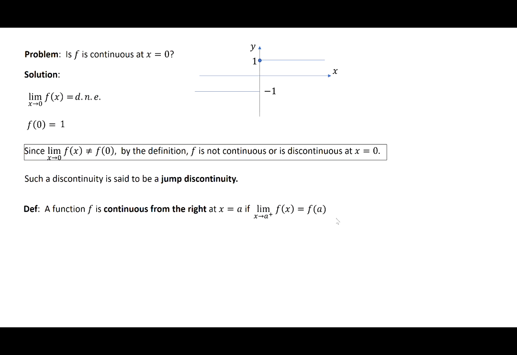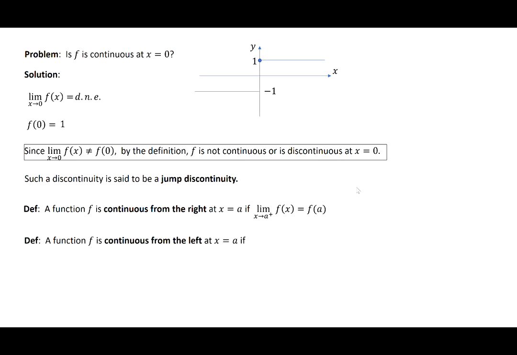A function f is continuous from the right at x equals a if limit of f of x as x approaches a plus equals f of a. Good. Is our function continuous from the right at x equal to 0? What is the right hand limit, limit of f of x as x approaches 0 plus? Definitely 1. What is f of 0? 1. So this is certainly continuous from the right at x equal to 0, this function f.